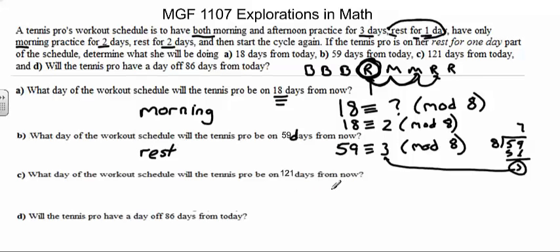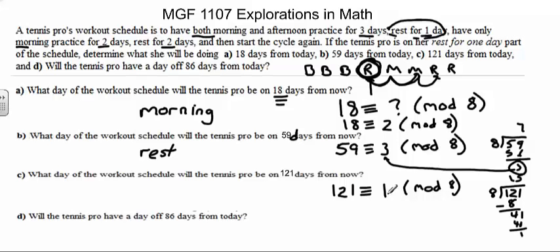121 days from today, so we go 121 is congruent to what? Mod 8. So we want to know how many times 8 goes into 121, but really we care about that remainder. And 8 goes into 12 once. We subtract, we get a 4. We bring down the 1. 8 goes into 41 5 times. 5 times 8 is 40. And the remainder would be 1. So 121 is congruent to 1 modulo 8.